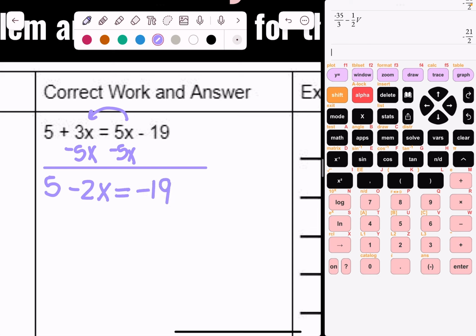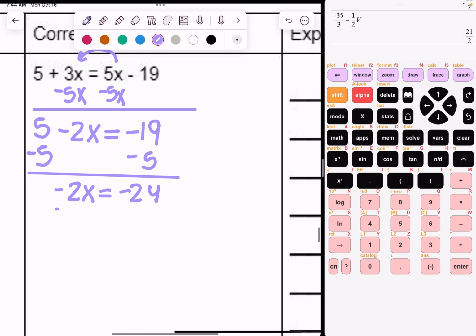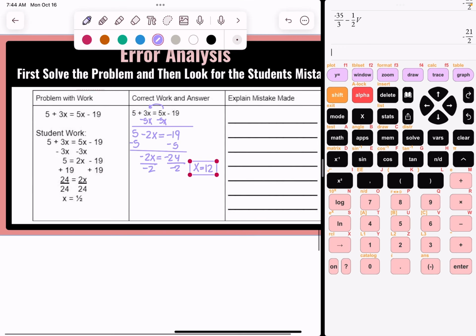Now, please know you could also move the variable to the right side if you wanted, so it's not incorrect if you do that. That's just not how we're going to do it. Now, to get rid of the 5, we're going to subtract 5 on both sides. So we get negative 2x equals negative 24. Then we divide by negative 2, and we have x equals 12. Which is not the answer that the other person got.